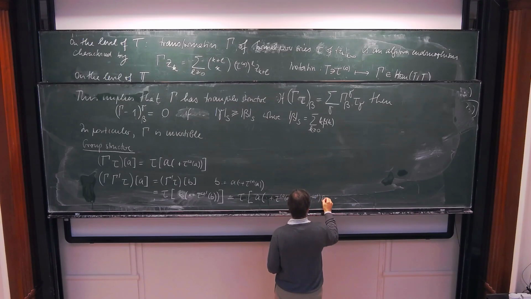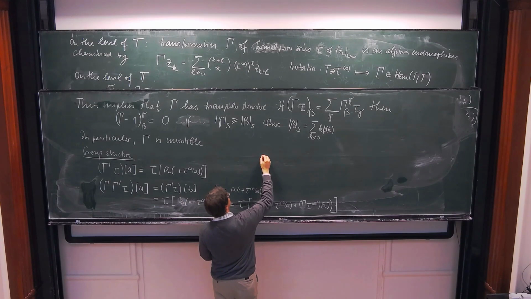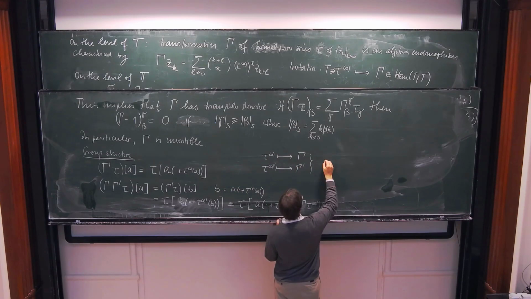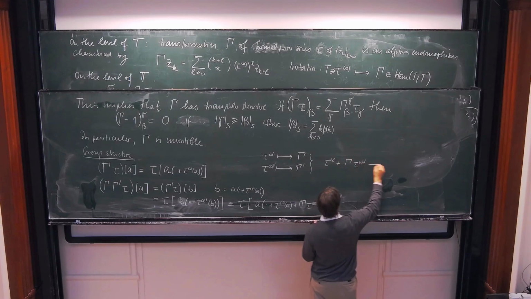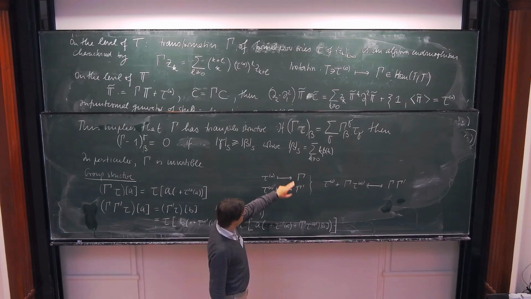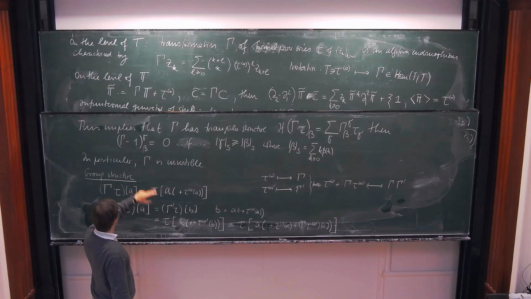And that is the group structure, so let me write it offline. So if tau 0 gives rise to gamma, and tau 0 prime gives rise to gamma prime, then tau 0 plus gamma tau 0 prime gives rise to gamma times gamma prime. So that means that indeed you have a group. So this shows that it respects the multiplication. This shows that it's invertible. So therefore, this defines the structure group.